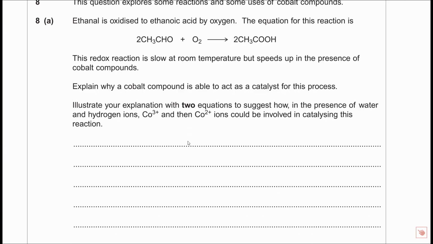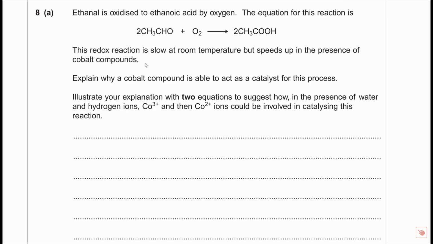We're trying to explain all these bits. It's one of these where it's broken down into a few parts. So first of all, explain why it's able to act as a catalyst. So cobalt has variable oxidation states, same thing again. And ultimately, we need to give this idea, and this is probably a sneaky little mark there, that it lowers activation energy or provides a route at a lower activation energy. Either of those is fine.